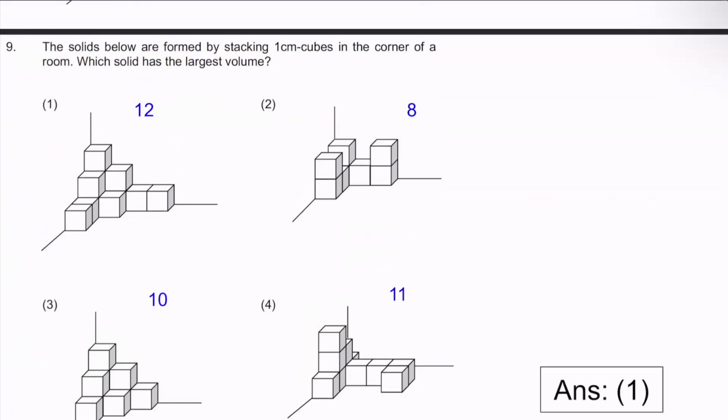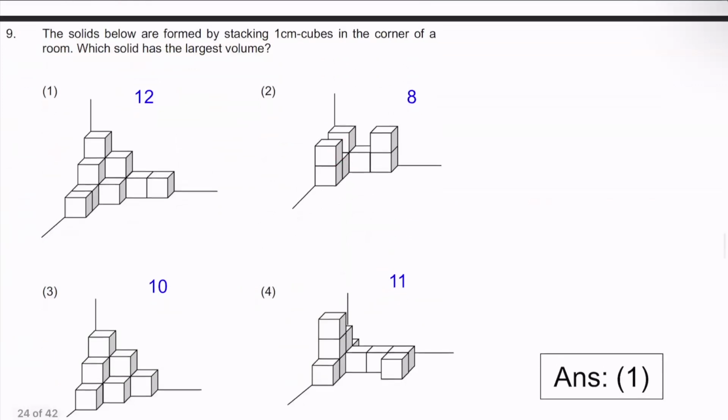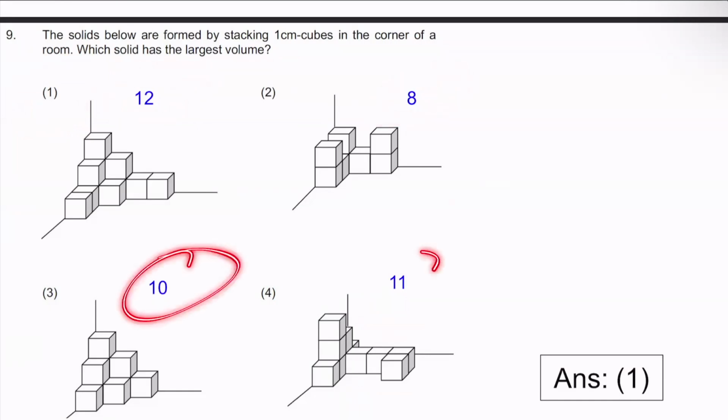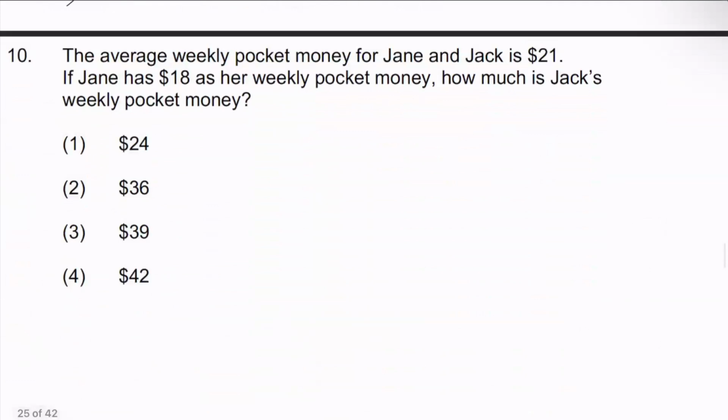So once you do your calculation and your observation, you will notice that option number 1 is the right answer because it has 12. Option number 2 only has 8, option 3 has 10, option 4 has 11. So your answer is number 1. Okay, next question number 10.